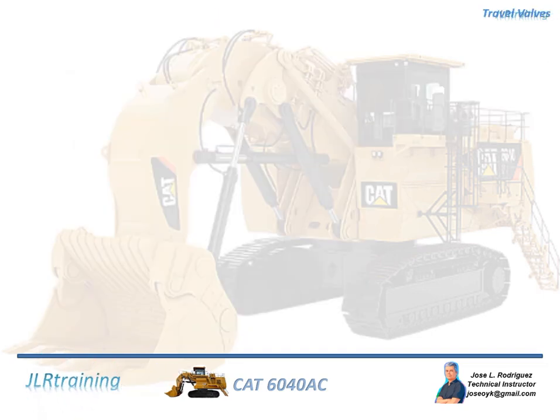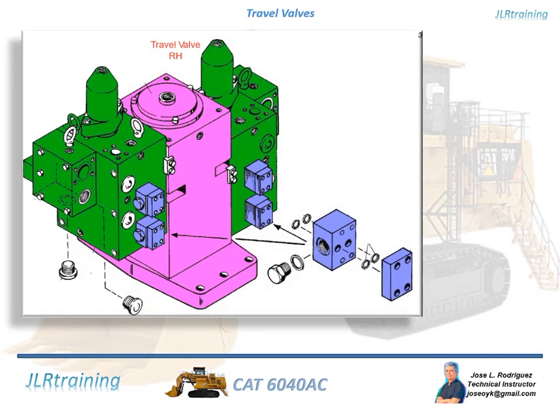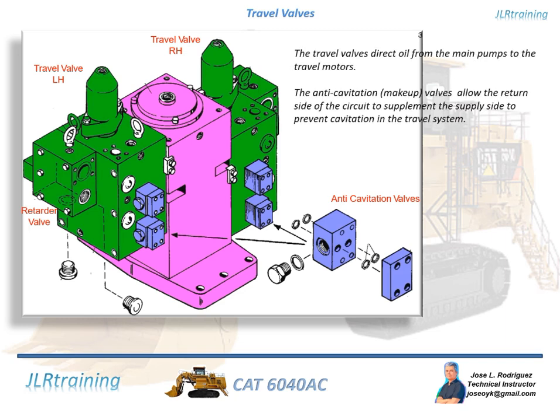Travel valves. Travel valve right. Travel valve left. Retarder valve. Anti-cavitation valves. The travel valves direct oil from the main pumps to the travel motors. The anti-cavitation, makeup, valves allow the return side of the circuit to supplement the supply side to prevent cavitation in the travel system.